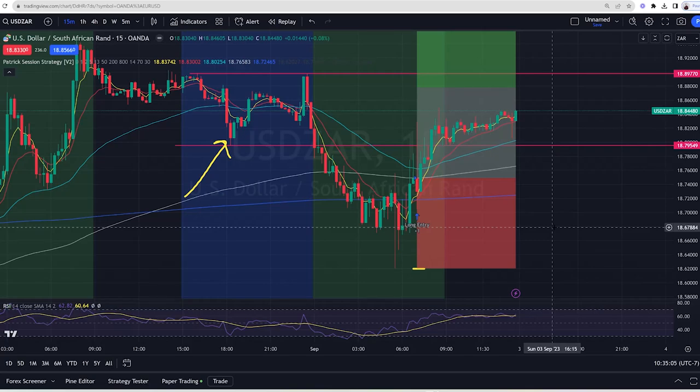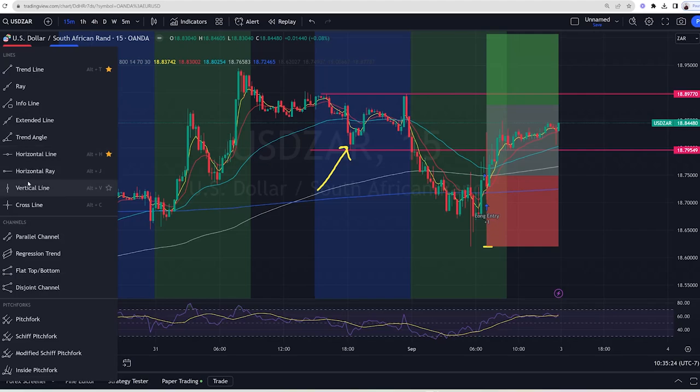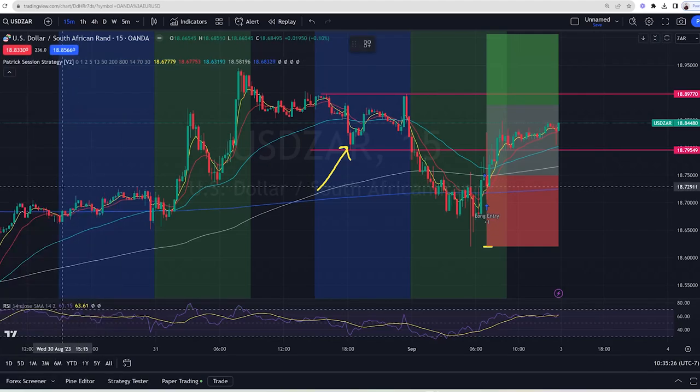Now, another thing that I like to recognize is the Asian range. Every session creates this sort of support and resistance area. Up here at the top, we'll call that resistance. Down here, we'll call that support. And I could do this every day if I wanted to. If I came over here, there's the high. If I came over here, there's the low.